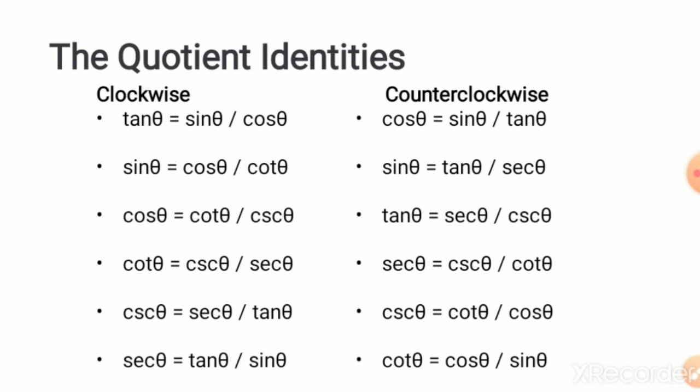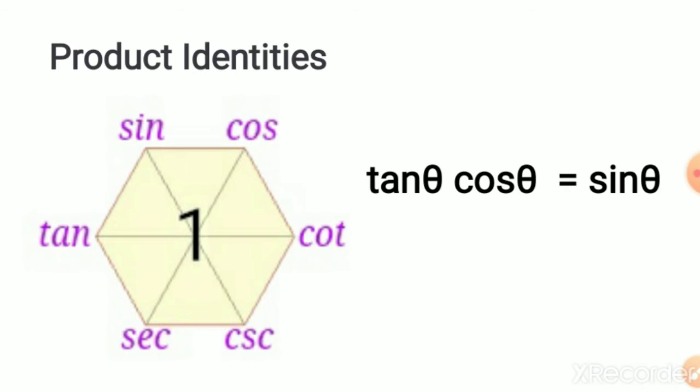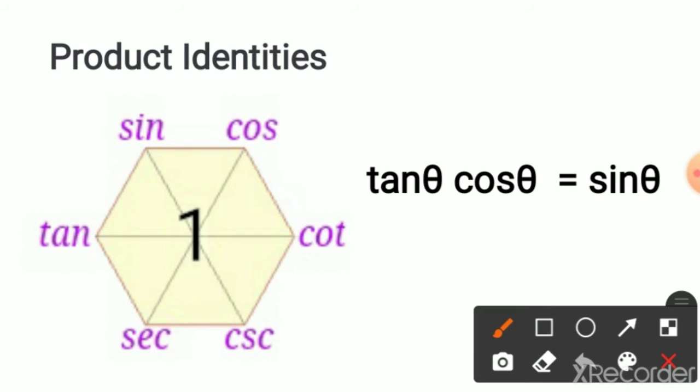Now let's proceed to the product identities. The hexagon also shows that a function between any two functions is equal to them when multiplied together. If they are opposite to each other, then the 1 is between them. For example, tan theta multiplied by cosine theta is equal to sine theta. By looking at the hexagon, sine here is in between the tangent and the cosine. So sine is the product.